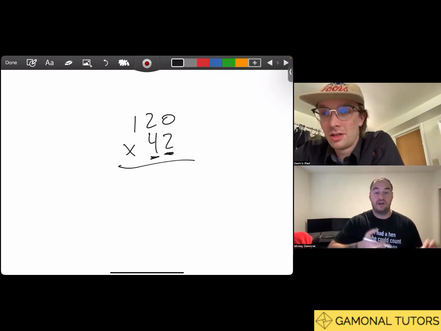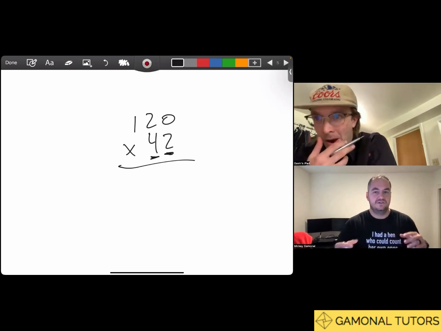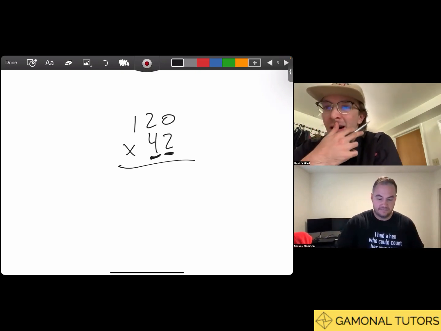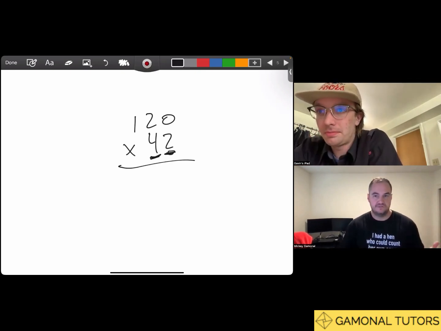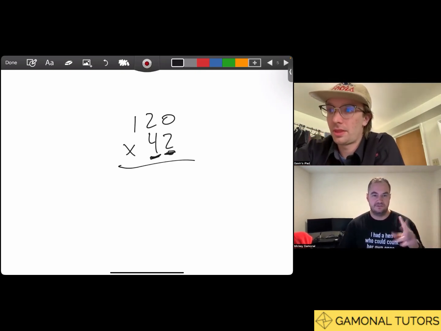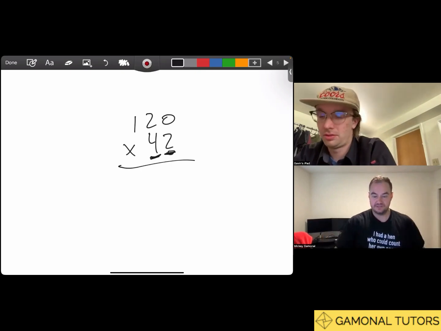This is like grade 3 stuff that usually isn't taught that well, right? So it's really important to understand this is 4 tens, which is 40, and this is 2 ones, which is 2, right? 2 ones make 2, 4 tens make 40. And so now you just go through, you start with the ones. 2 times 0 is what? Is 2. Nope. What's 2 times 1 then?